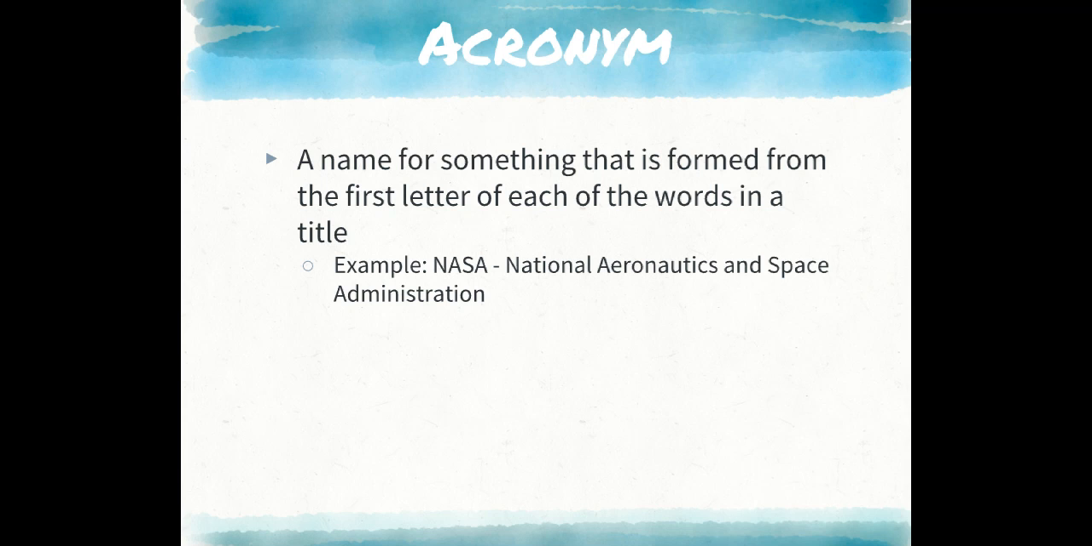Acronym. This is a name for something that is formed from the first letter of each of the words in the title. So an example is NASA, the National Aeronautics and Space Administration. We say NASA, but it's the N from national, the A from aeronautics, S from space, and A from administration. NASA is an acronym. So on your homework, you need to write an acronym and what it represents. So if NASA was my example, I'd write NASA, National Aeronautics and Space Administration.